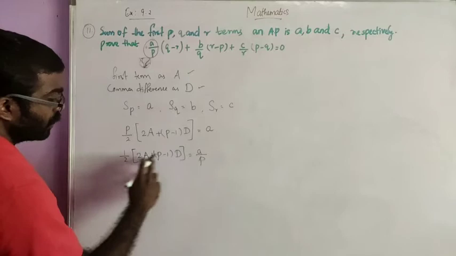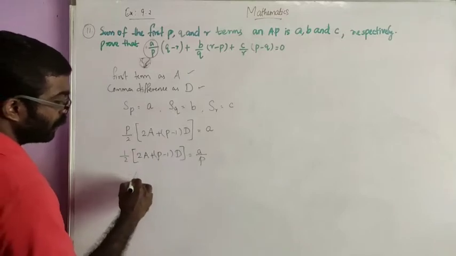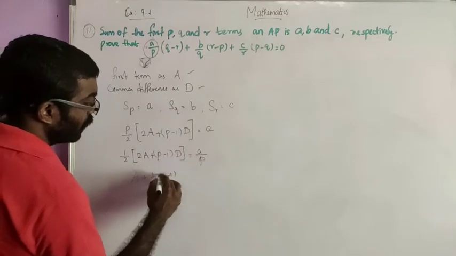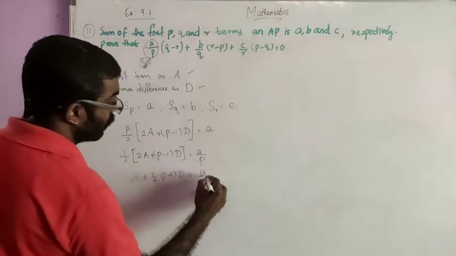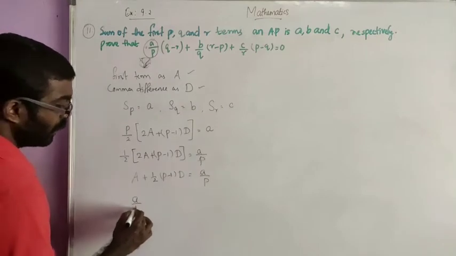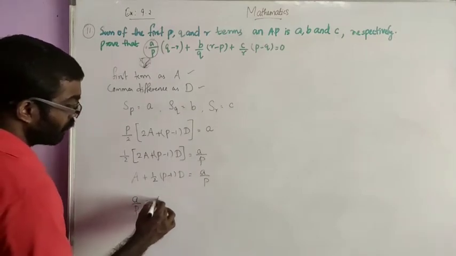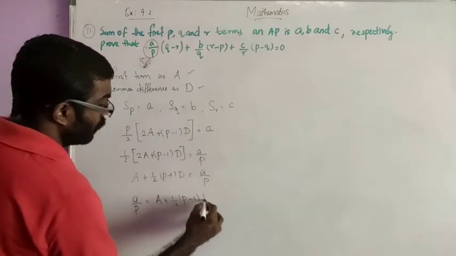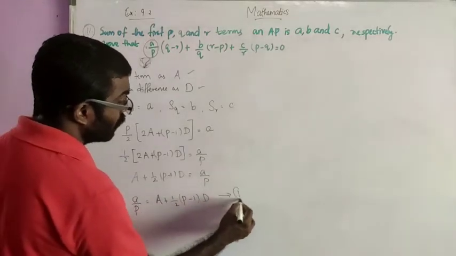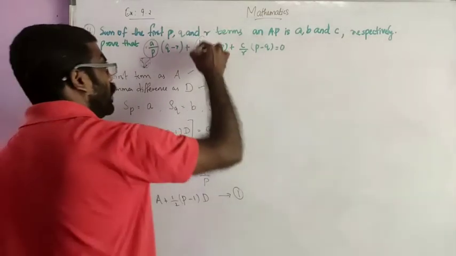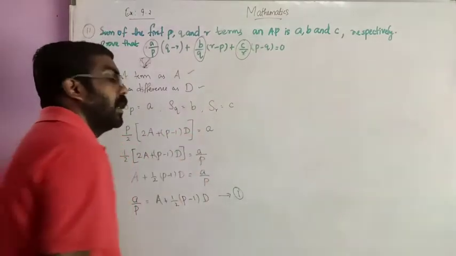Here we can multiply this 1 by 2 and we get a plus 1 by 2 into p minus 1 into d, which is equal to a by p. Or we can write a by p is equal to capital A plus 1 by 2 into p minus 1 into d. We can take it as equation number 1. Similarly, we can find b by q and c by r.